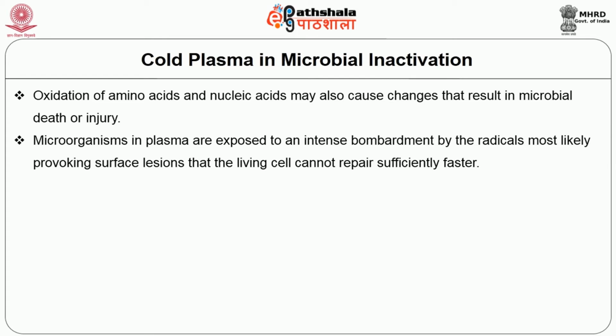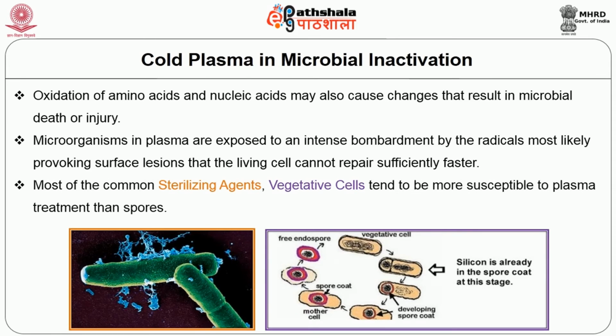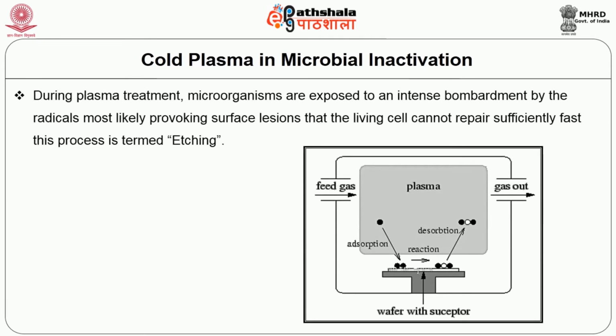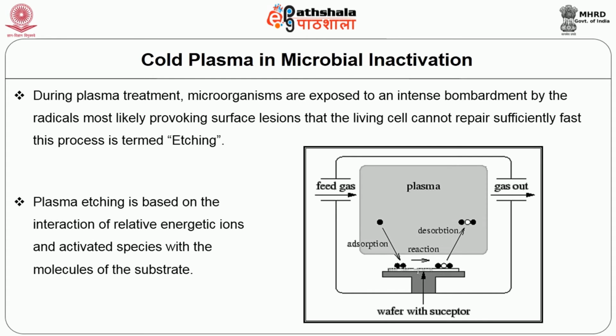Microorganisms in plasma are exposed to an intense bombardment by the radicals, most likely provoking surface lesions that the living cell cannot repair sufficiently fast. Like most common sterilizing agents, vegetative cells tend to be more susceptible to plasma treatment than the spores. These surface lesions that the living cells cannot repair, this process is termed etching. Plasma etching is based on the interaction of relatively energetic ions and activated species with the molecules of the substrate.